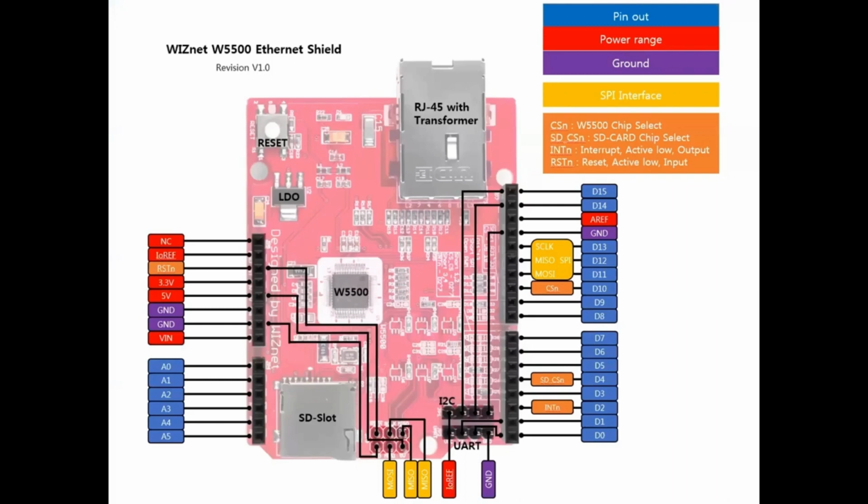So this is the diagram of the Ethernet shield, where the right hand side D0 to D15 indicates the data pins, and the left hand side bottom A0 to A5 indicates the analog pins, and the VIN to NC indicates the input voltage, ground, 5 volts, 3.3 volts, and etc.